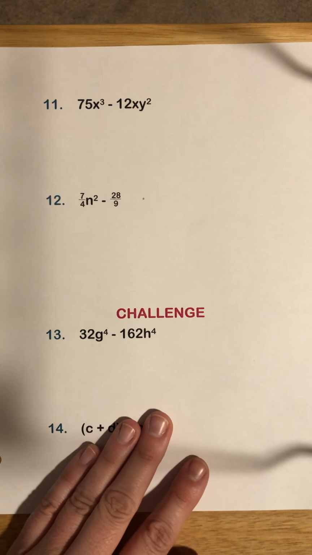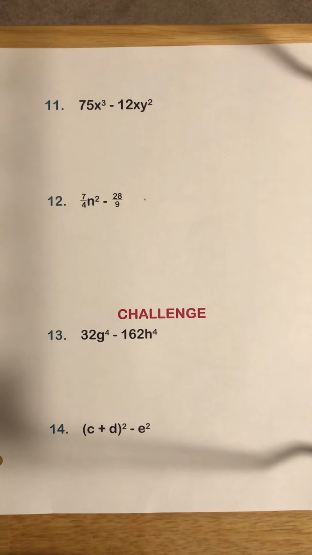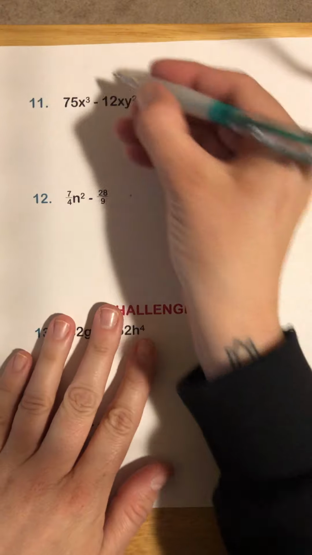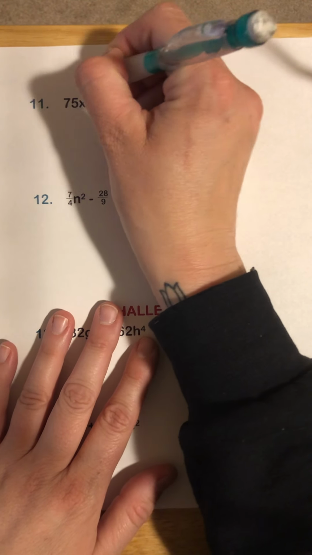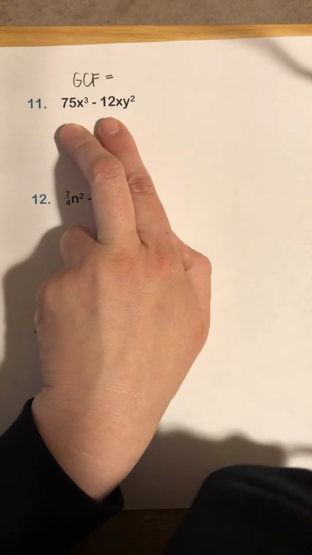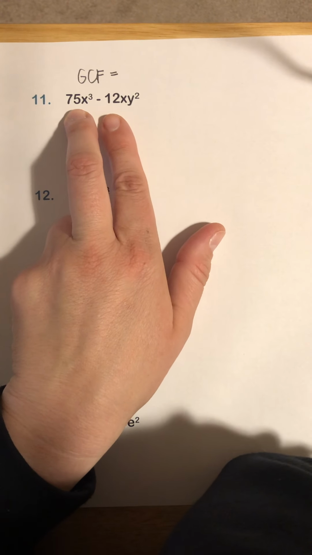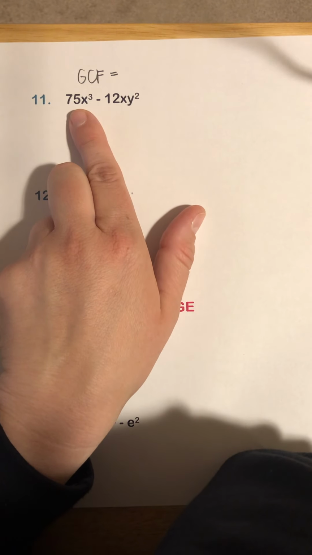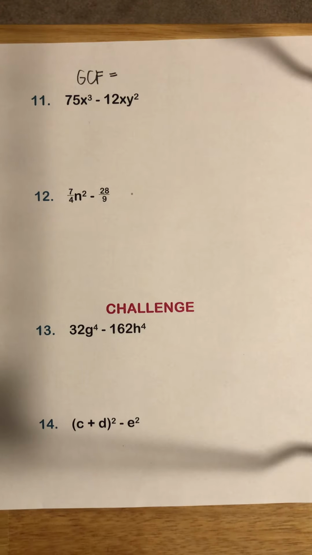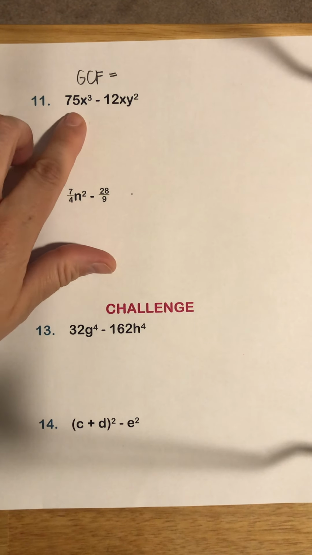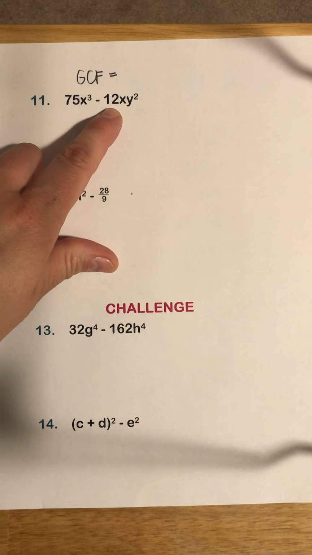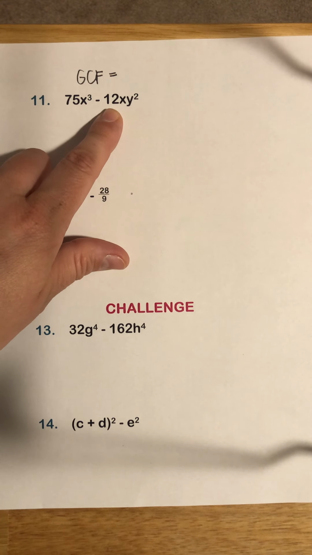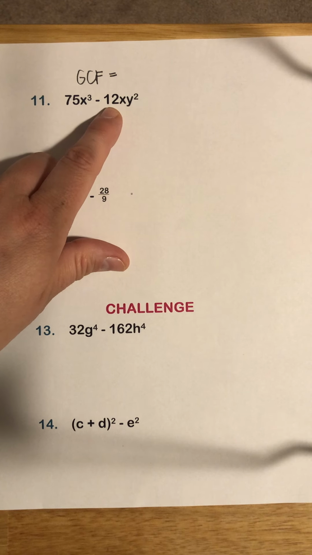Number 11. We have 75x cubed minus 12xy squared. Let's talk GCF. So what do you guys think? Well, they're not even, so 2 can't go into both of these. 5 can't go into 12, but it could go into 75. What about 3? Do you guys remember the divisibility test for finding out if something is divisible by 3? You add your digits, and if that number is divisible by 3, then the number you're looking at is divisible by 3. So in other words, 1 plus 2 is 3.